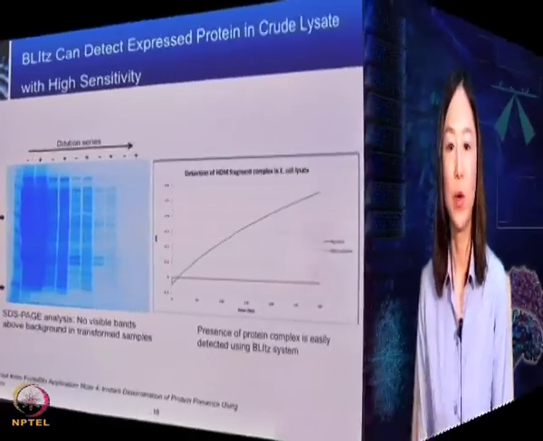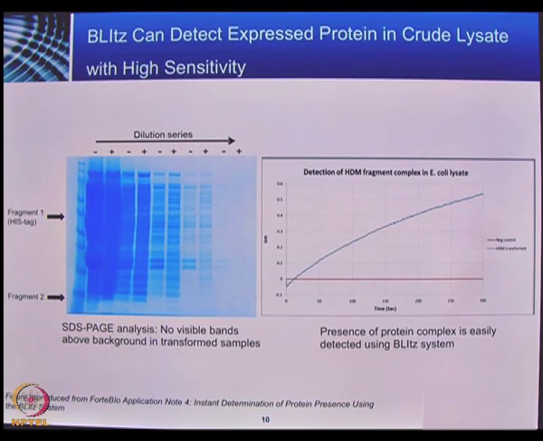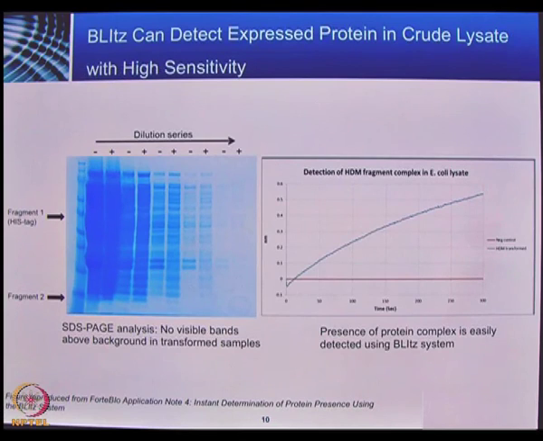Here is one of the examples which shows how we can use BLI technology to detect protein in a crude cell lysate. In this particular experiment, we analyzed the samples with a system called BLItz. The BLItz is a single channel system developed using BLI technology. In the experiment, we are expressing two proteins in E. coli. Research has shown that these two proteins bind to each other and can form a tight complex in E. coli. Between the two proteins, one of them has been His tagged, so we can use an anti-His antibody to detect that particular fragment.